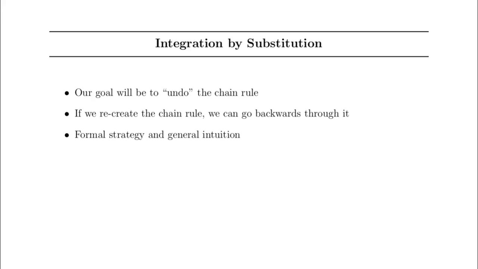What we're going to do now is focus instead on undoing one of the more advanced, in-depth, involved differentiation rules, the chain rule. So our goal here is to find an antiderivative by undoing the chain rule. If we can recreate the chain rule, but just do the differentiation, then hopefully in that example we'll see that we can go backwards through it, and we'll see a general process there.